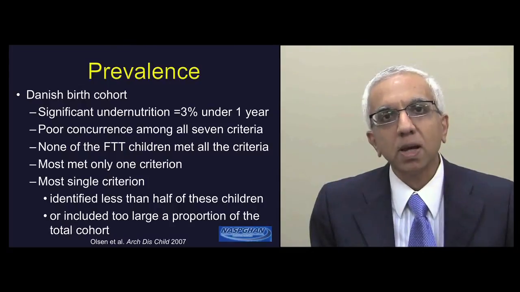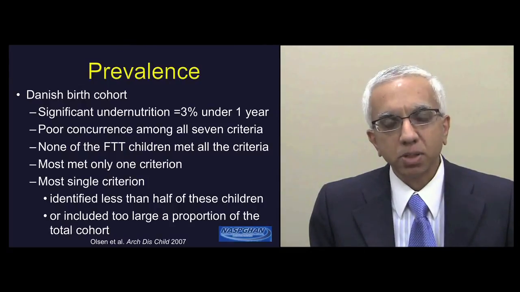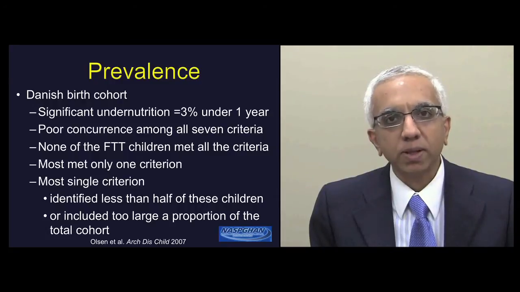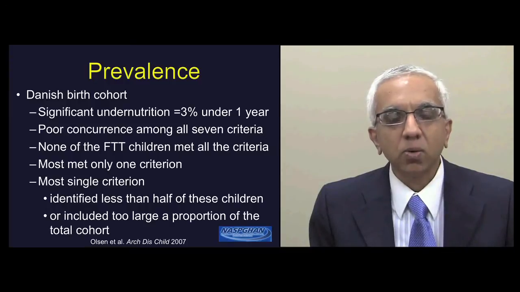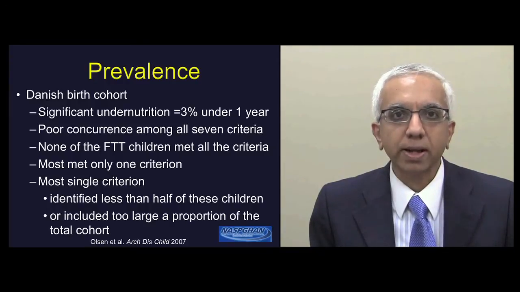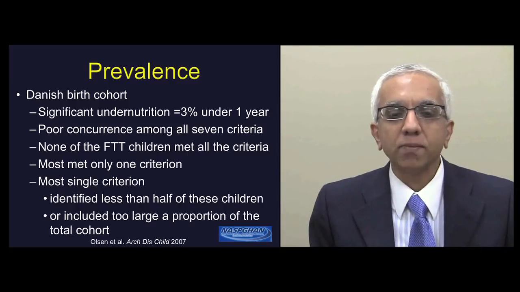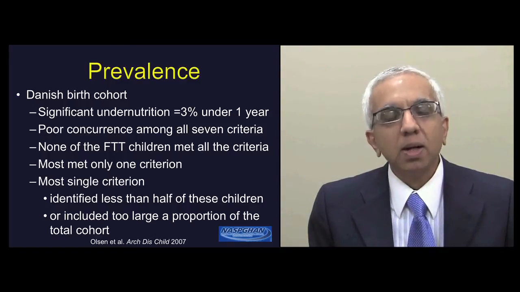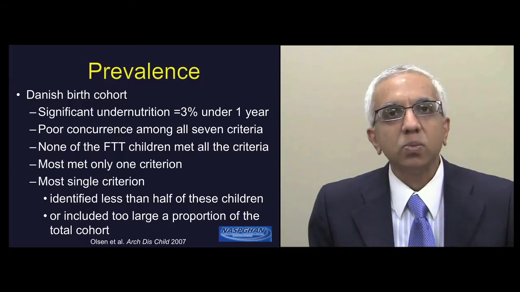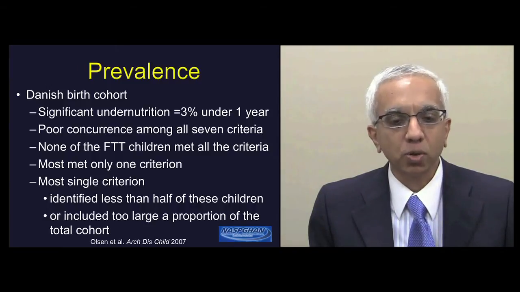Moving on to prevalence, we should look at a Danish birth cohort where they found that 3% of children under the age of 1 were significantly malnourished. Now, going back to those 7 definitions that I put up on an earlier slide, there was very poor concurrence among all 7 criteria. None of the children with failure to thrive met all 7 criteria. Most only met 1. But each single criterion, when taken into account, either identified too few children or identified too large a proportion of the cohort.